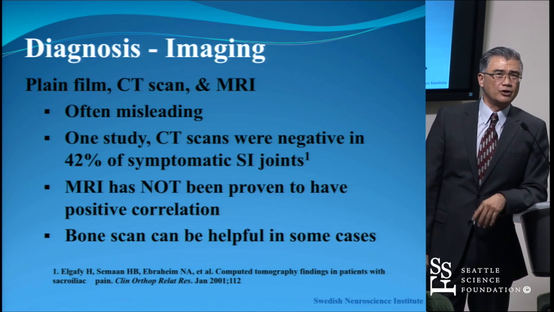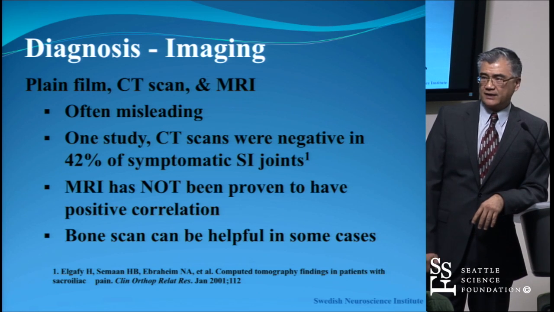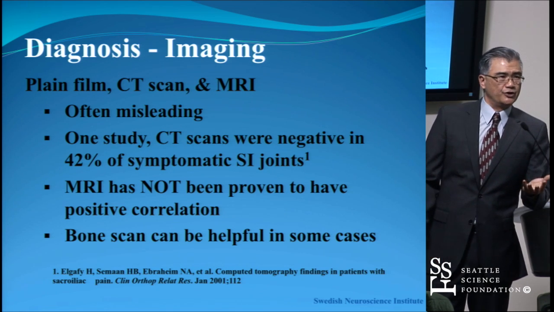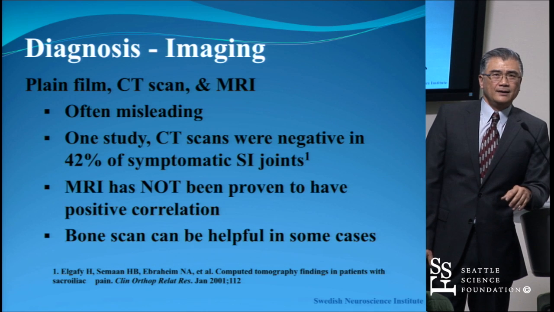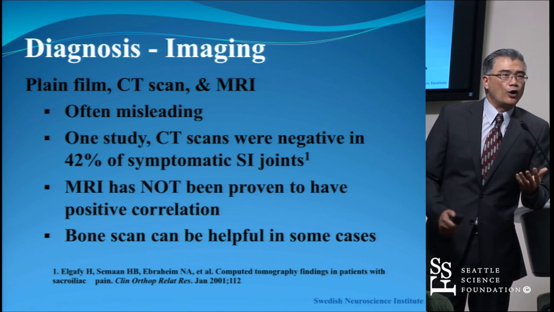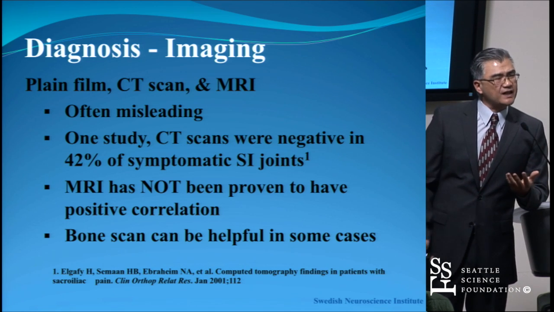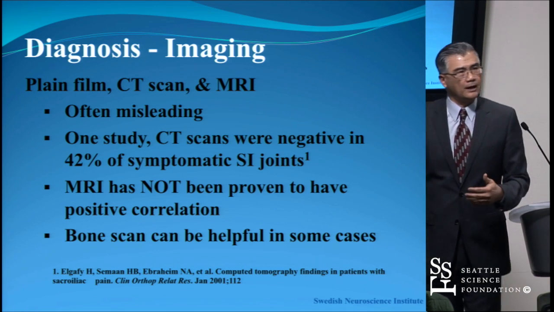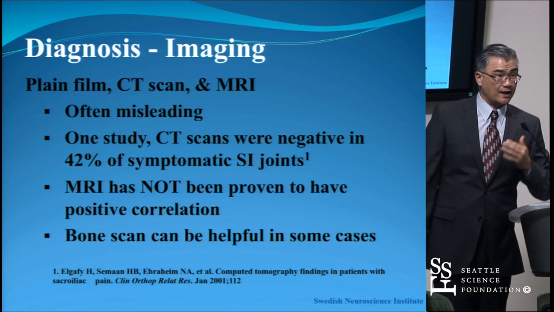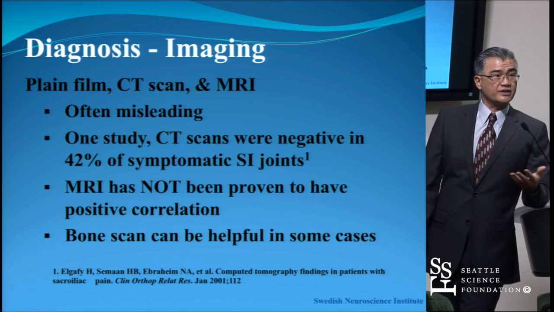And as I mentioned already, CT scan, MRI, most of the time are just negative, unless the patient has a bad trauma, has a fracture, and otherwise, they're not going to be helpful. They all look normal, okay? And maybe if someone has an inflammation, a bone scan may help, but not a lot of patients with SI joint pain will have a positive bone scan either.